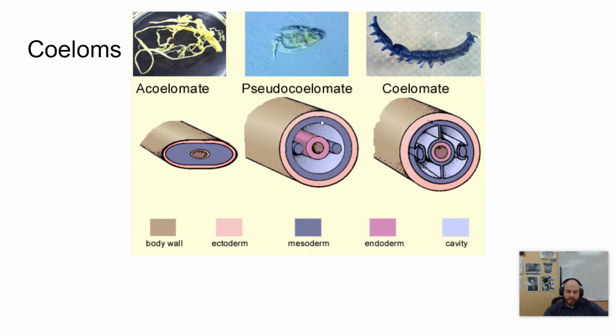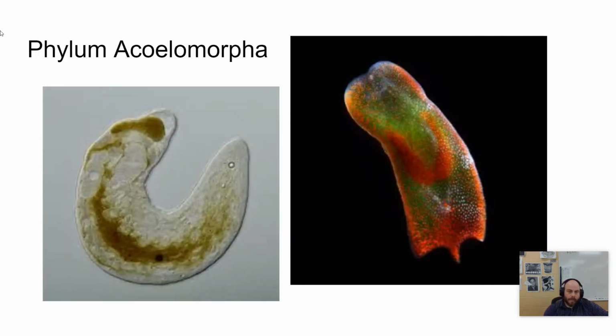The pseudocoelomates are roundworms or nematodes, and they have a partially lined coelom. So you can see here the coelom is partially lined with mesoderm, but the outside of the gut is not lined, and so it's called a pseudocoelomate or a false coelom. And then the true coeloms, or the coelomates, have a body cavity completely lined with mesoderm, and we're going to see this in segmented worms and in all the animals that we'll talk about for the rest of the year.